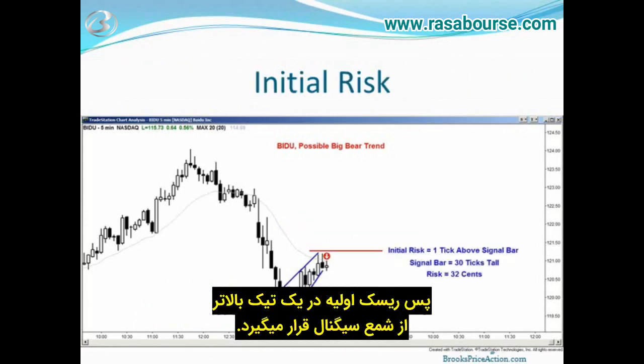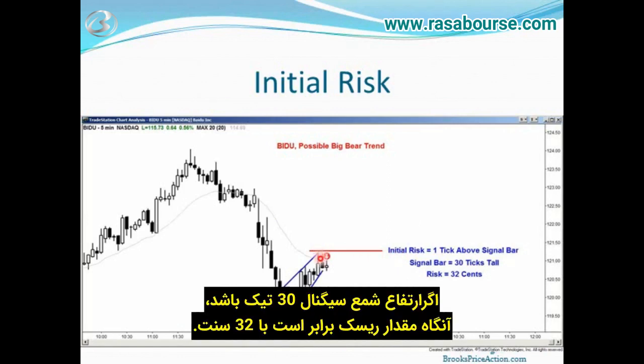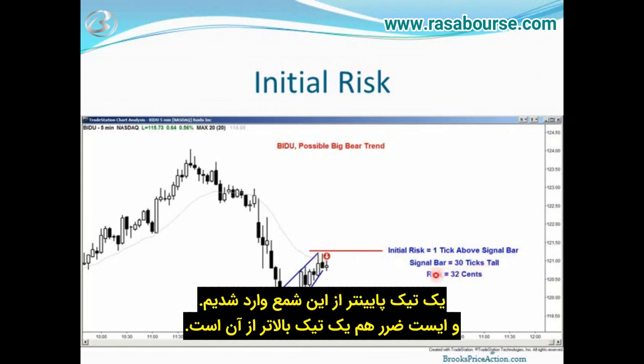Okay, so if you're going to use your defaults, your initial risk at 1 tick above the high of the signal bar. If the signal bar is 30 ticks tall, your risk is 32 cents. You entered 1 tick below, your stop is 1 tick above.